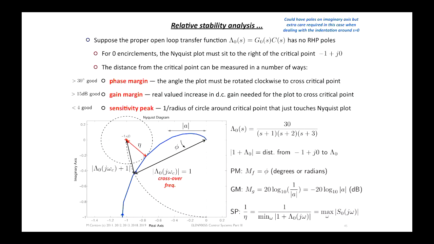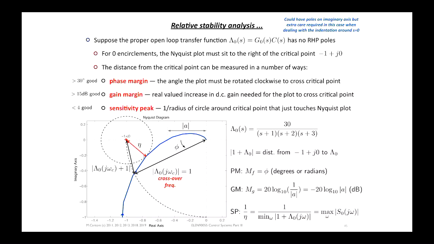Well, there are several ways to measure how close you are to the critical point. One is in terms of the so-called phase margin. And this corresponds to thinking about how much of a change in phase I need to shift the Nyquist plot so that it sits on the critical point, giving me two closed loop poles on the imaginary axis. All right? So let's, for the sake of argument, just say that the open loop has no unstable poles, so no poles in the right half plane. For closed loop stability, we don't want any encirclements of the critical point.